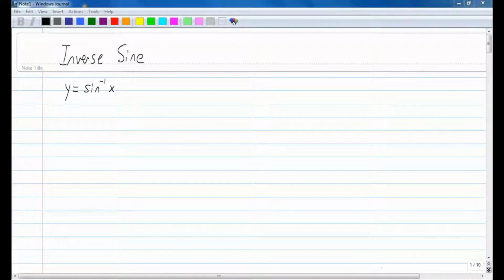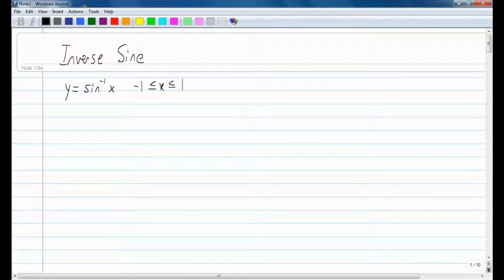Inverse sine, of course, is the inverse of the sine function. Inverse sine is defined as follows. We can take the inverse sine of any value that is between and including -1 and 1. So we can't take the inverse sine of anything that's greater than 1, and we can't take the inverse sine of anything that's less than -1.